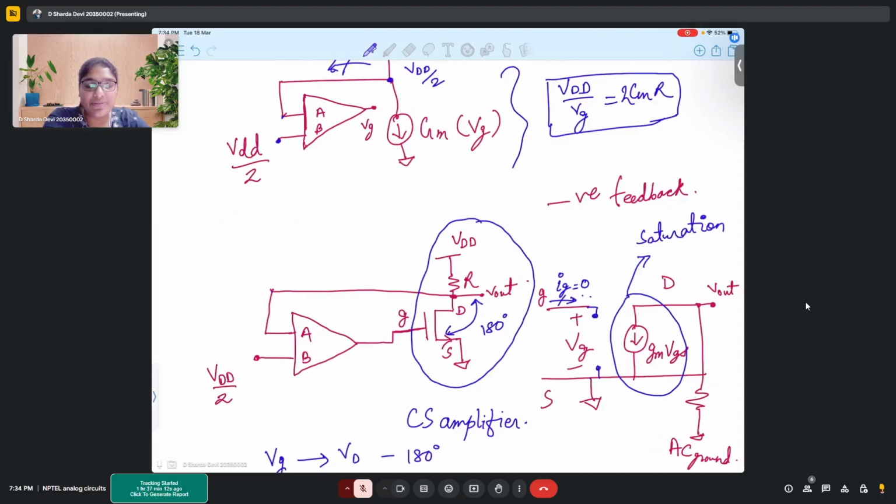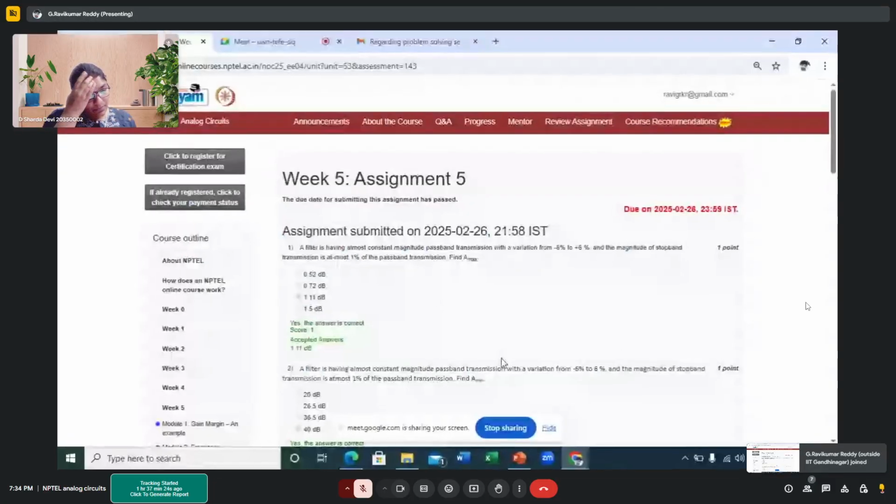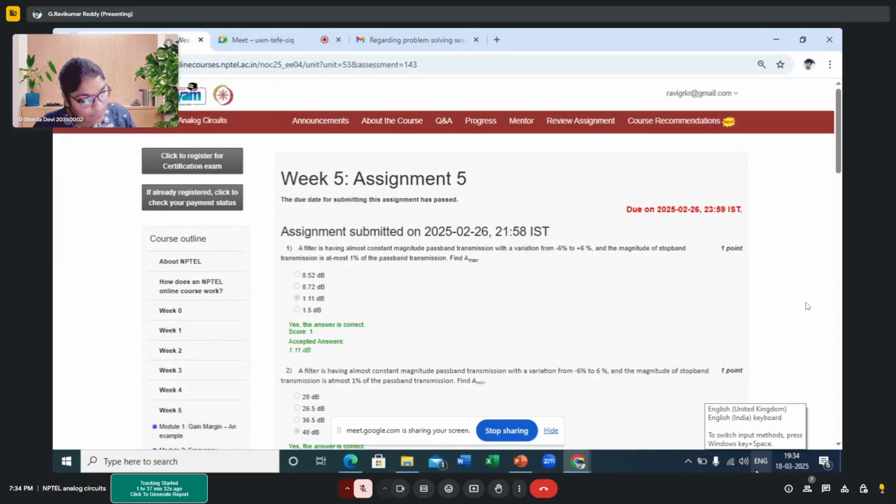Okay. And MOSFET. Then in week 5, first question, madam. Here I am sharing my screen. Okay. Week 5, first question. Okay, what is the first question?